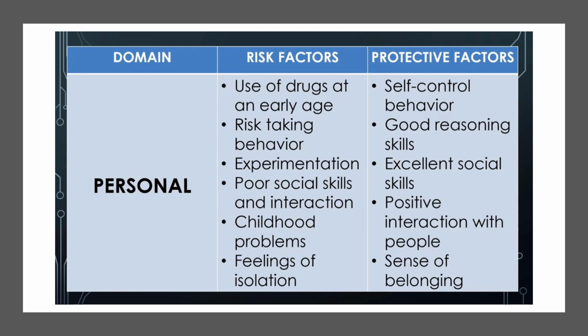For personal, we have the risk factors such as use of drugs at an early age, risk-taking behavior, experimentation, poor social skills and interaction, childhood problems, and feelings of isolation. For the protective factors under personal, we have self-control behavior, good reasoning skills, excellent social skills, positive interaction with people, and sense of belonging.